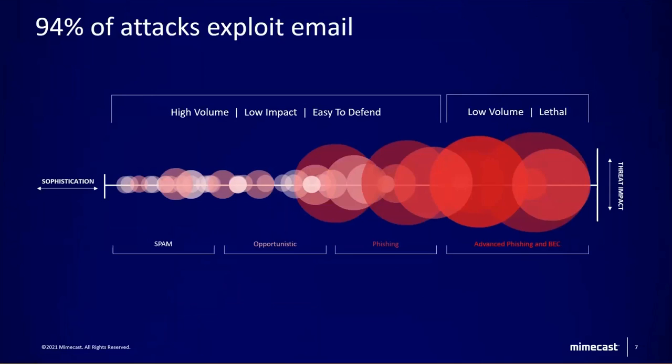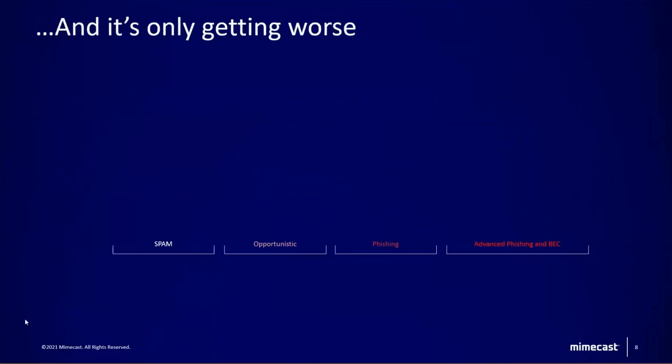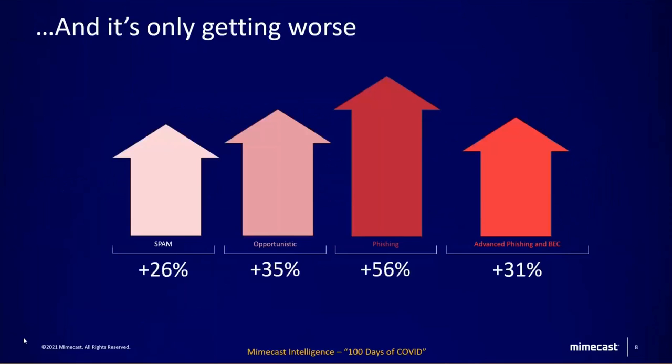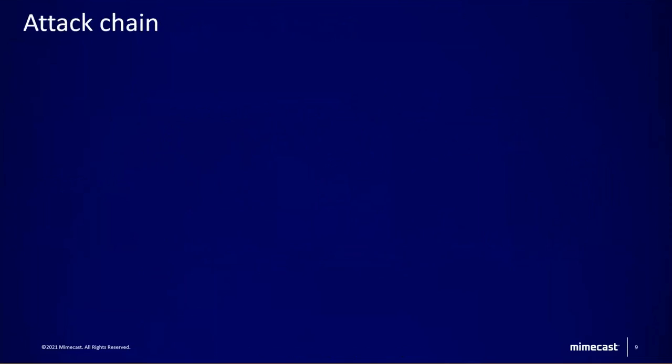And again, these can be devastating and incredibly hard to stop. Now we're talking about malicious URLs, attachments, ransomware, business email compromise, impersonation attacks, etc. What we've seen over the first 100 days of the pandemic is that all types of email attacks increased in volume by at least 30%. So let's look at that actual attack chain.